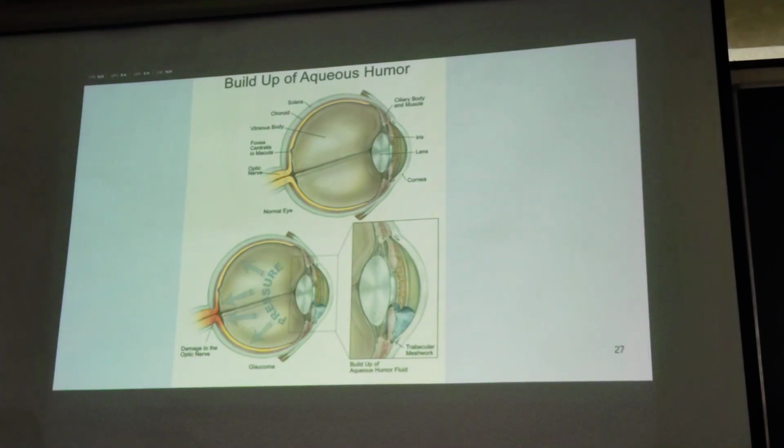This is the build-up of the aqueous humor. As you can see in the first diagram, there is a part cornea, then lens, then iris.